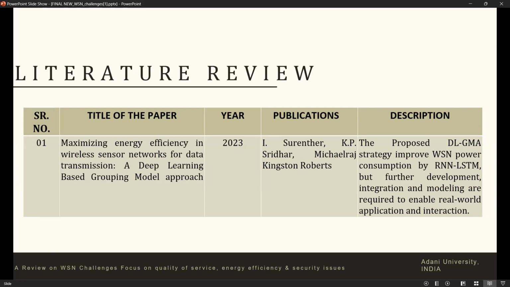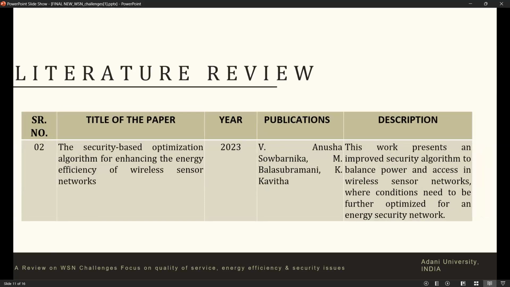Now, expanding on the next topic, the security-based optimization algorithm for enhancing the energy efficiency of wireless sensor networks, created by M. Balu Subramani and her team, which they published in 2023. The paper used identity-based algorithms, signatures, and optimized algorithms like fuzzy logic system and whale optimization algorithm to enhance both security and energy efficiency in wireless sensor networks. The study found an improved security algorithm to balance power and access in wireless sensor networks, where conditions need to be further optimized for an energy security network. And so on.